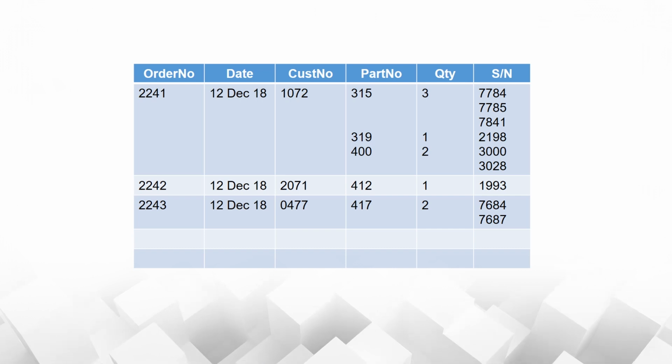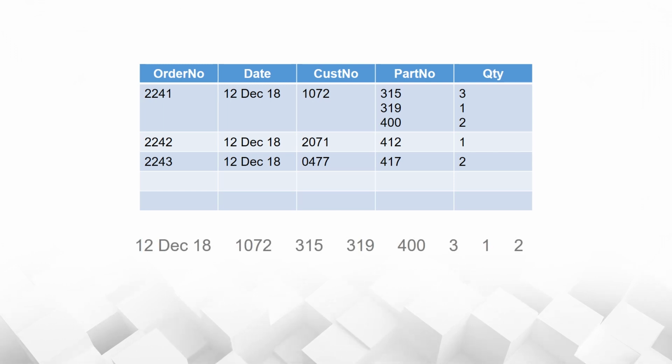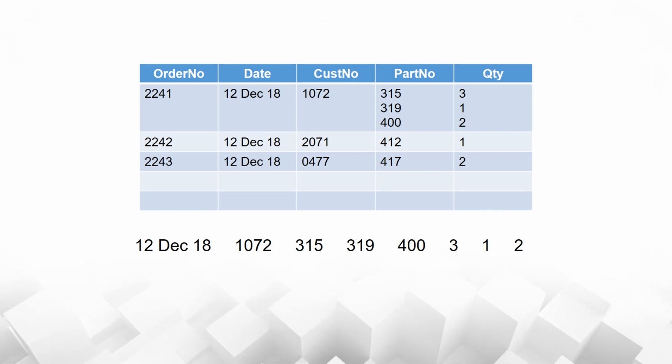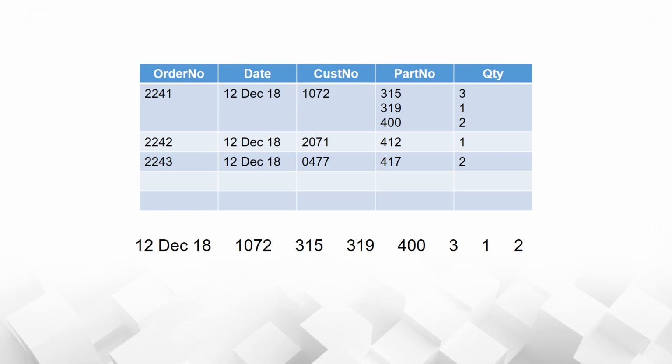So, how is this data physically stored inside the database? Going back to the simple order that we started with, in our order 2241 in this case, the data that we need to store is the date in whatever form that we actually store it in our database. We need to store the customer number, we need to store the 3 part numbers, and we need to store the 3 quantities. So we can see those set out in black here under the table.